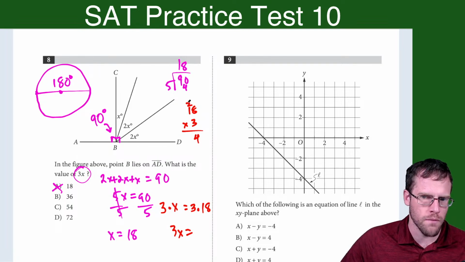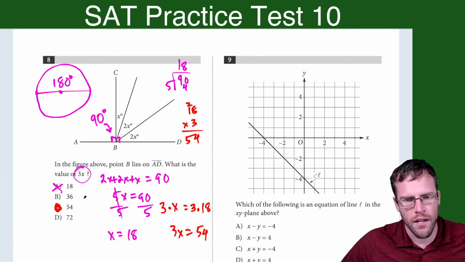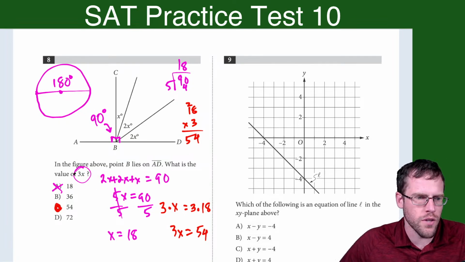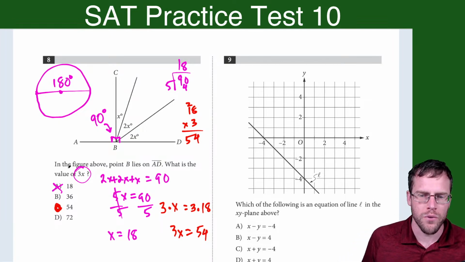And then 3 times 1 plus 2 is 5. So 54. All right, so be careful here. They love questions like that. They do this so that you can't just plug stuff in. That's their inspiration for doing that.